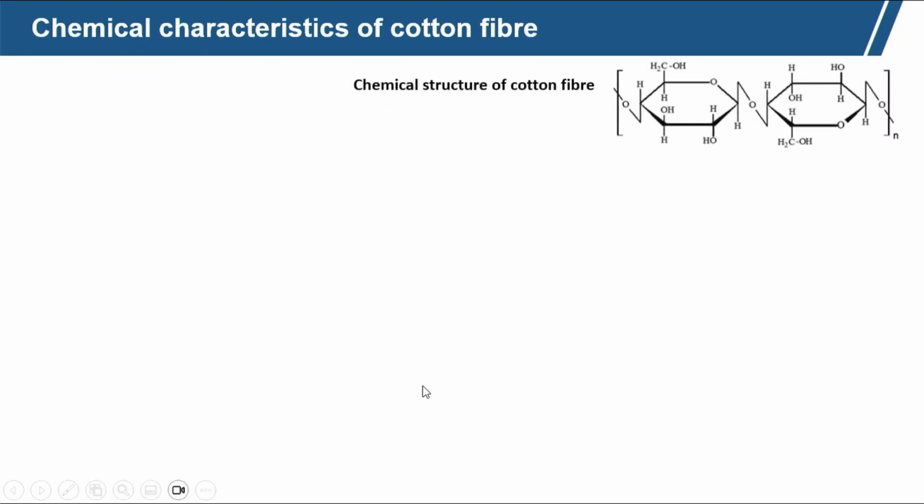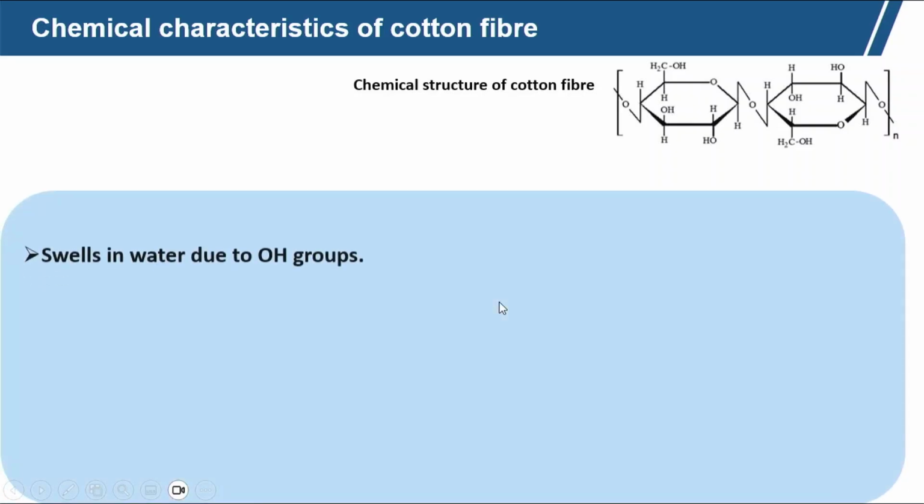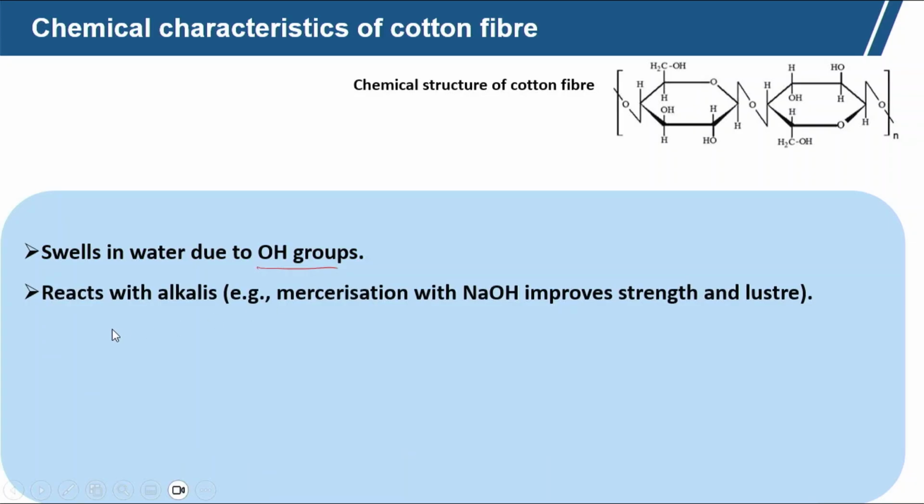So, chemical characteristics, you can see the structure of cotton fiber, which is cellulose, swells in water due to its hydroxyl group. As the hydroxyl group is there, it forms a bond with the water and it swells. It reacts with alkali. With mercerization with NaOH, it improves the strength and luster.